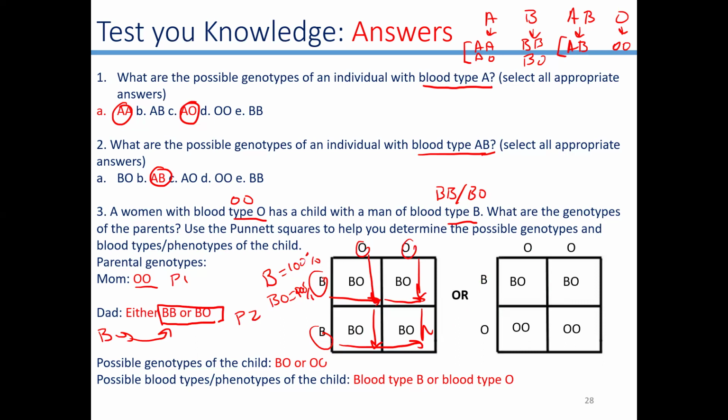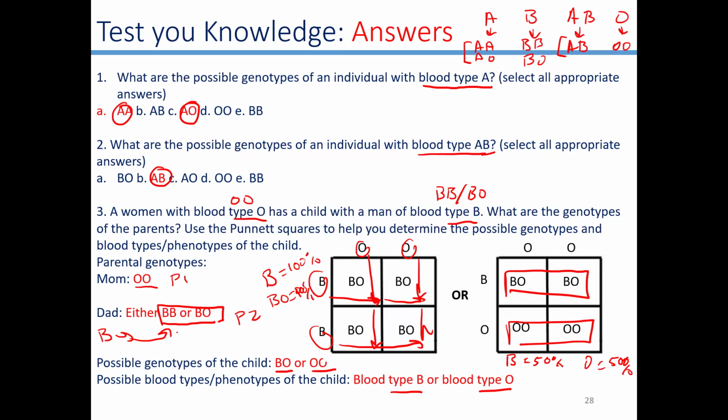Unlike this, where it was homozygous dominant, we're looking at heterozygous now. Do the exact same thing, cross those down, and you can see we have a 50% chance of it being blood type B. So B equals 50%. And over here, you can see we have blood type O, which is also a 50%. So the possible genotypes for the child can either be BO or OO, depending on what the father is. And the possible blood types, or phenotypes, for the child, again, is either going to be blood type B or blood type O.